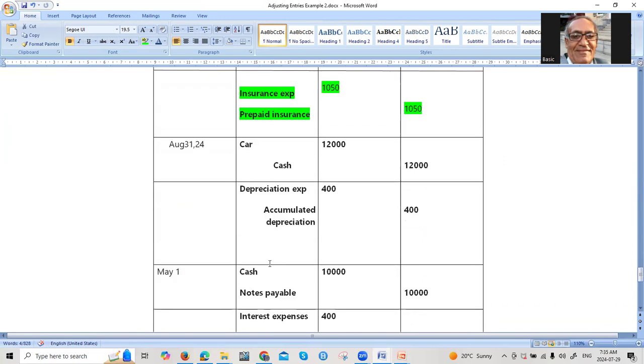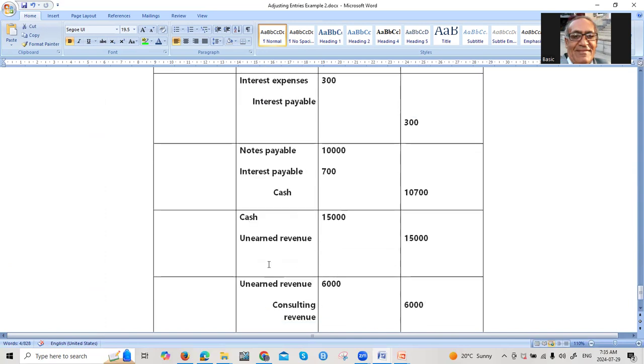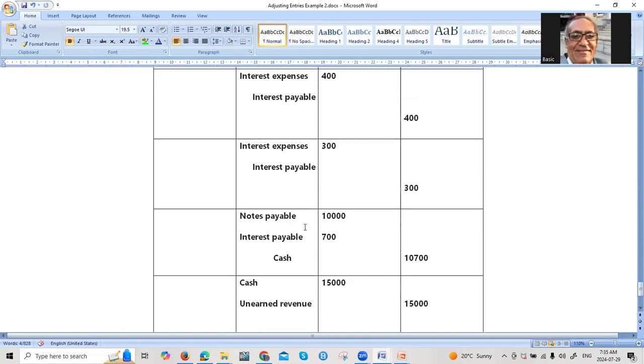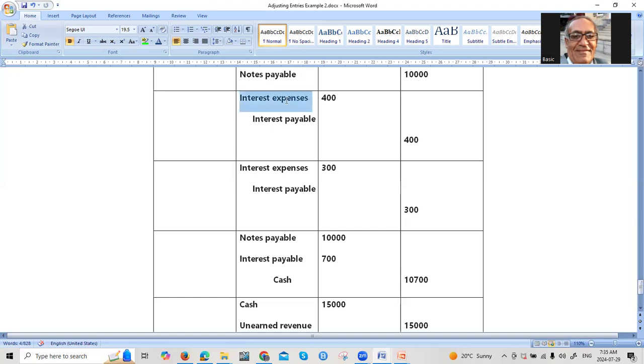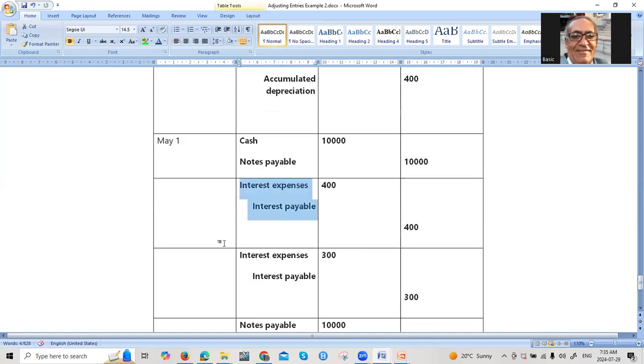I will go and do a transaction with this 400 right now. $400 from the interest expenses into interest payable. So I close the interest expenses, because before this these are interest expenses. I will close it in interest payable, which is $400. Interest payable. We close it in the account, interest payable. Okay.